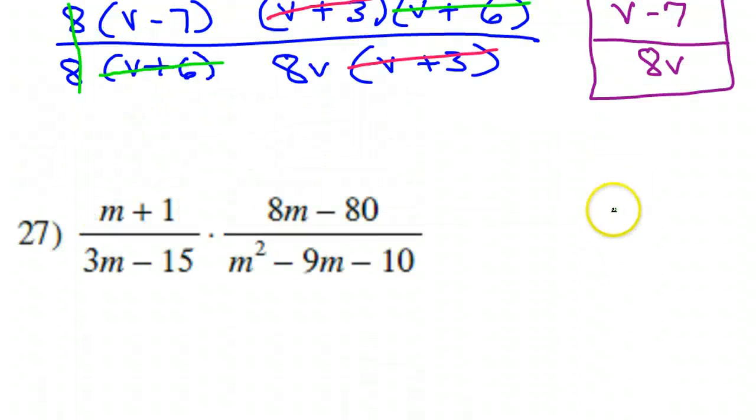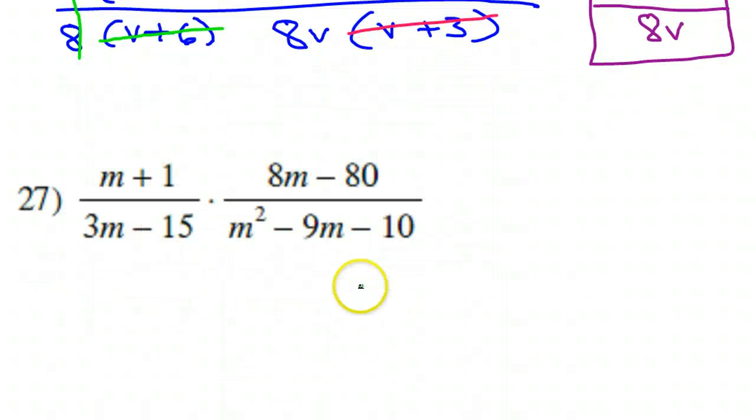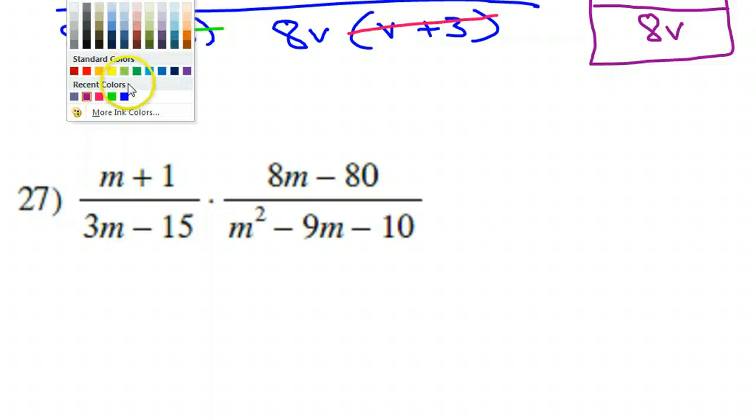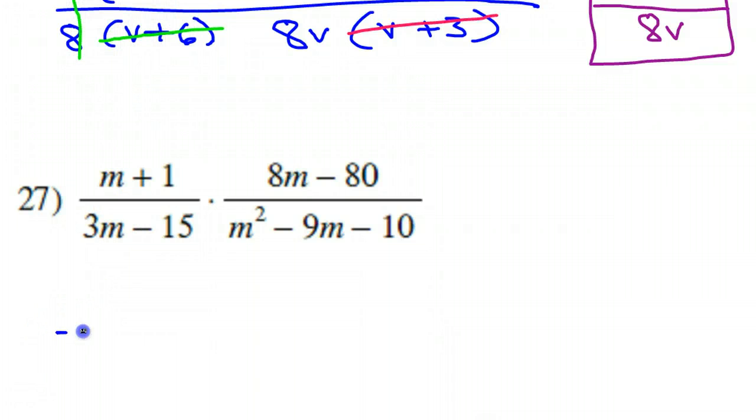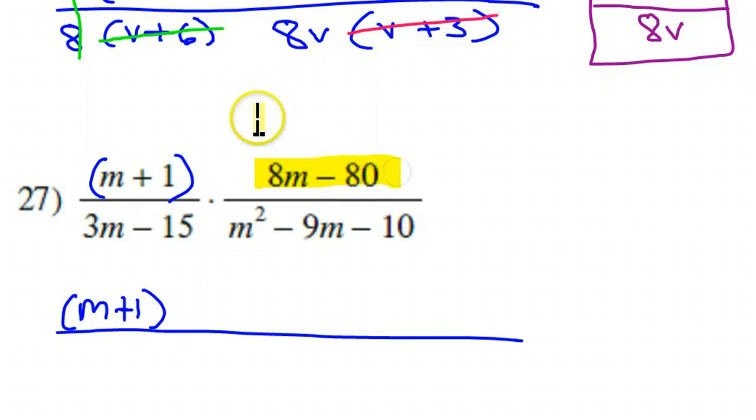Okay, that brings us to the last problem of the lesson. Okay, so once again, one more time. Alright, I've got the m plus 1. I'm just going to bring that down. M plus 1. Okay, now as I look at the 8m minus 80, I'm going to factor that. Remember, multiplication, just treat it like one fraction.